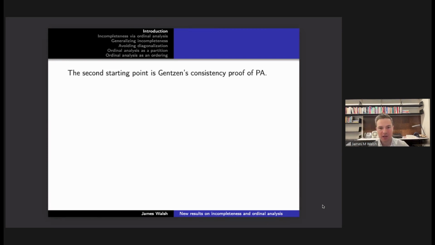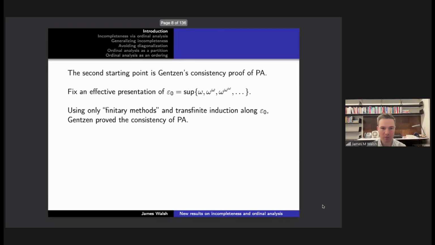Okay, so the second starting point for today's talk is the Gentzen consistency proof of PA. So what is this? Well, this is also very well known. We start by fixing an effective presentation of the ordinal epsilon zero. So epsilon zero is going to come up a lot today. It's the supremum of the ordinal numbers omega, omega to the omega, omega to the omega to the omega, and so on and so on. Right. So for each finite tower of omegas, you take all of them, and the supremum of those is epsilon zero. So you can fix a notation system for epsilon zero in a standard way using Cantor normal forms. And then using only finitary methods and transfinite induction along this presentation of epsilon zero, Gentzen was able to prove the consistency of PA.